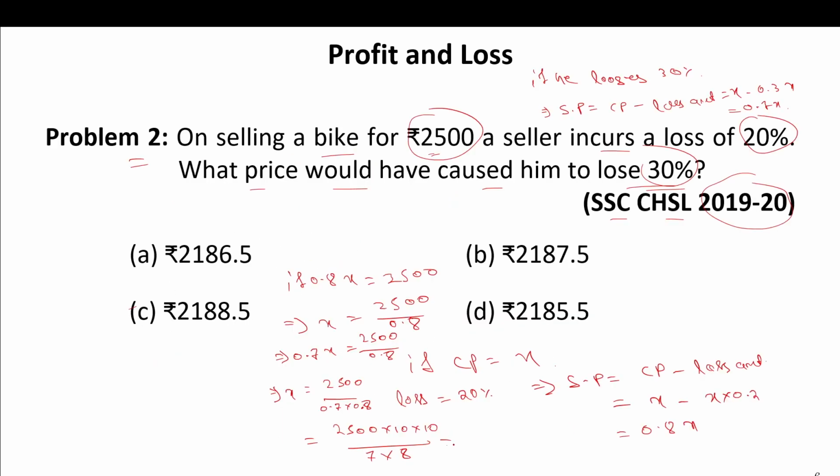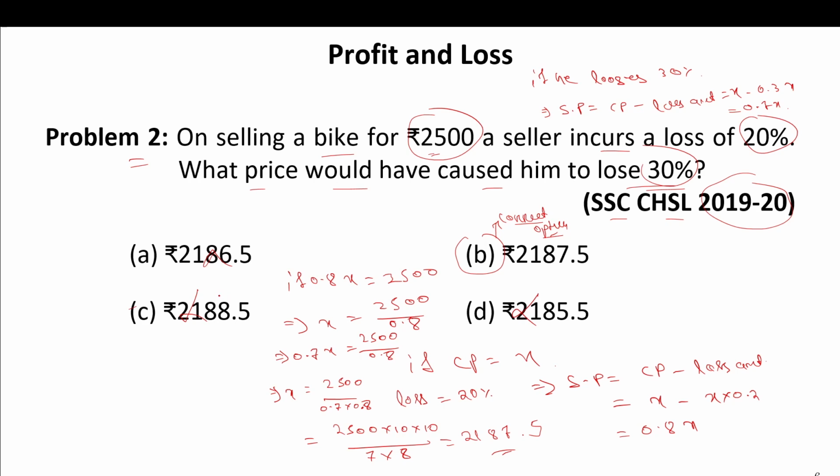So this is 2187.5. Okay, so option B is the correct one here. So these are all wrong options.